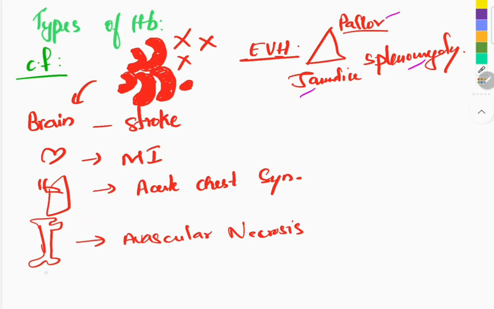Next, digits. What happens to your fingers? These clots can also go to your digits, and it can cause dactylitis. What happens to the vertebra?